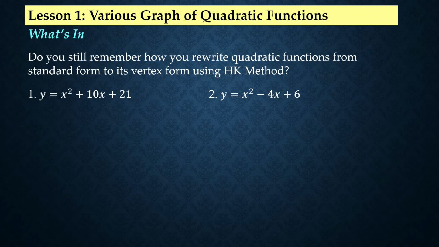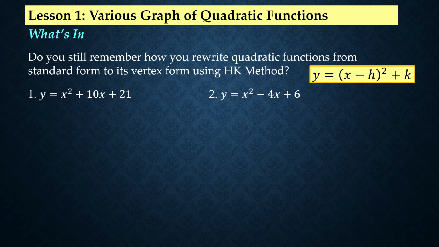You still remember how you rewrite quadratic functions from standard form to its vertex form using the hk method? Anyone? Wherein the value of h is negative b over twice a, while k is the function of h, meaning the value of h is plugged back into the original quadratic function to derive the value of k. So here's how. So we will arrive at this format.